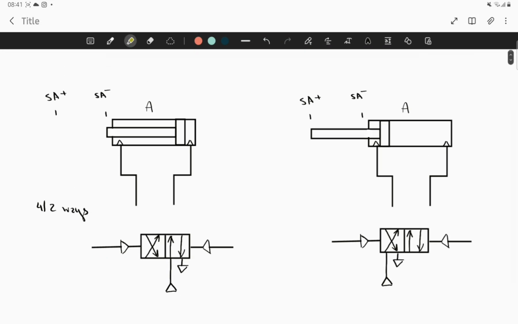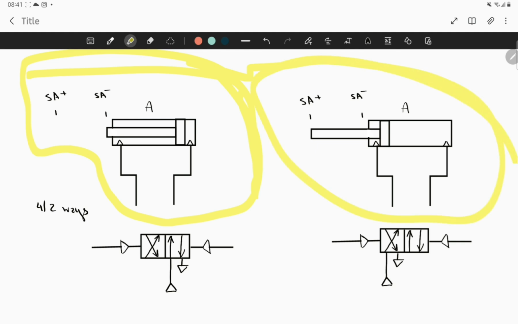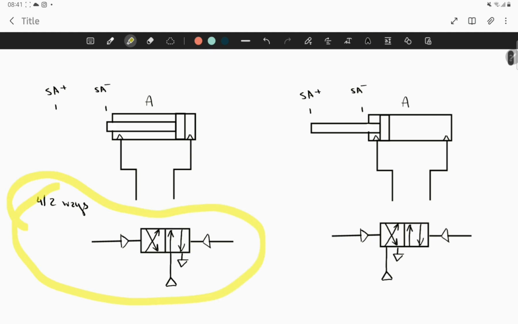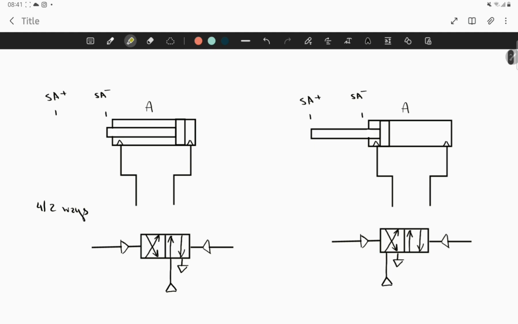So I think firstly, to talk about the circuits and the sequences, we need to better understand which are the pneumatic components that make it. So I think the best way to start is talking about the actuators, which are the pistons that I'm drawing on the screen, and also the four/two-way valves. I think it is said like this in English, but okay.